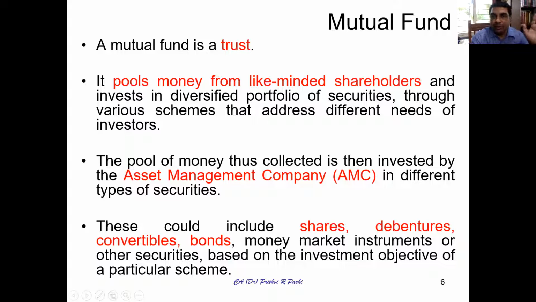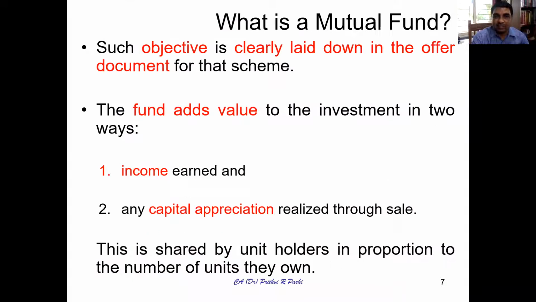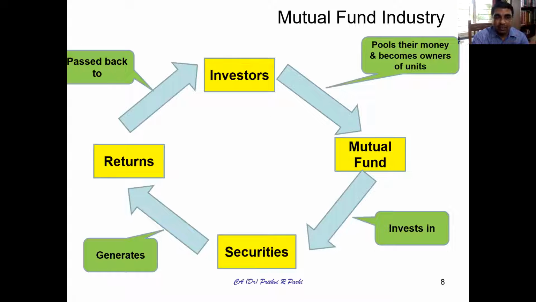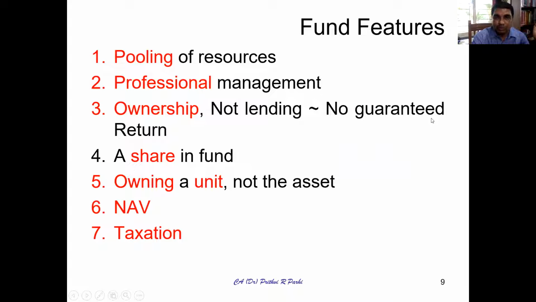What is mutual fund? You already know. It's a trust which pools money from like-minded stakeholders, and the stakeholders are given units. A unit is a component of the total fund. We understood this chart in the previous class: investors give money to the mutual fund, the mutual fund invests in various securities depending upon the type of scheme, and these securities generate returns, and the return is sent back to the investors. This is the process through which mutual fund works.